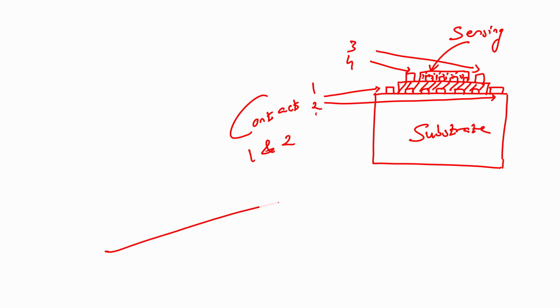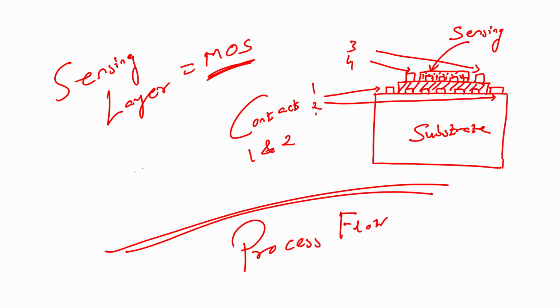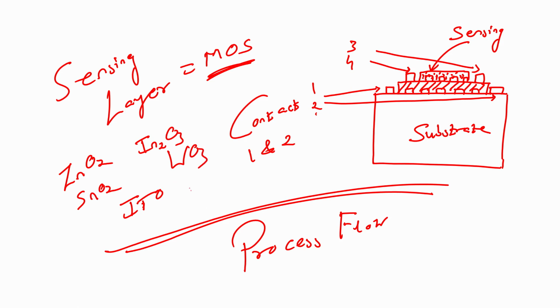All right. So, I want to design a process flow to fabricate this particular sensor. The sensing layer should be a metal oxide semiconductor. So, I can use zinc oxide, tin oxide, indium oxide, indium tin oxide, or tungsten oxide, right, several ways of doing it. Okay, so let us see the process flow.